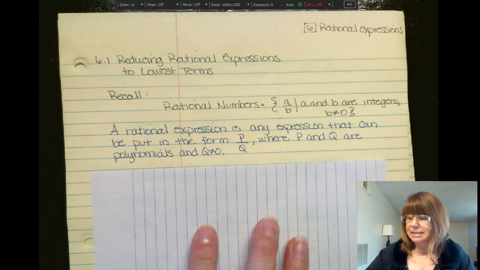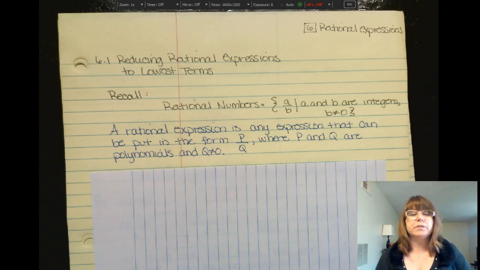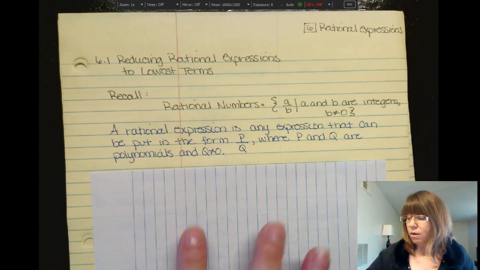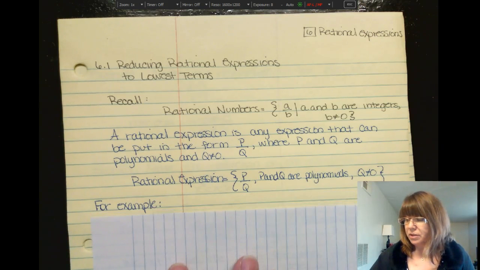In the same idea, a rational expression is any expression that can be put in the form p over q, where p and q are polynomials, and q does not equal 0. For definition, you can see how it's written, just p over q, where p and q are polynomials and q does not equal 0. That's the official definition of a rational expression.